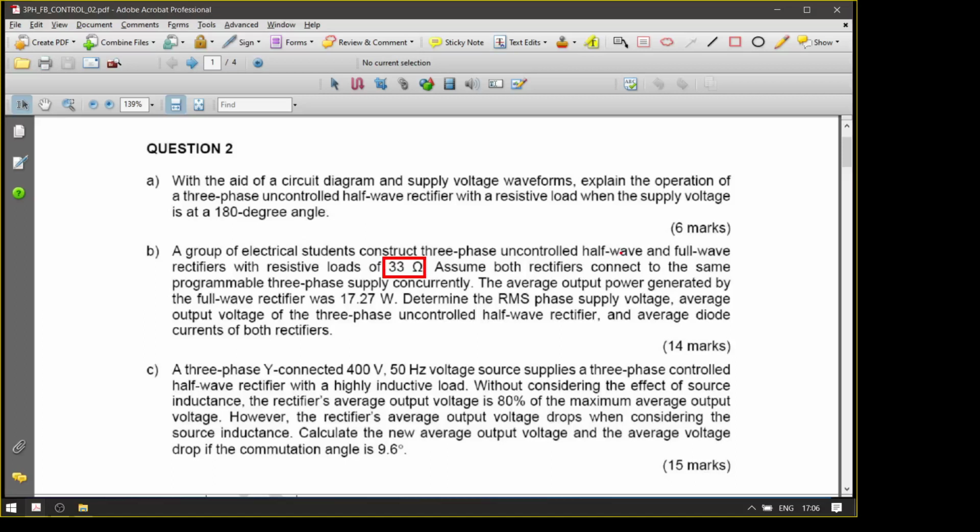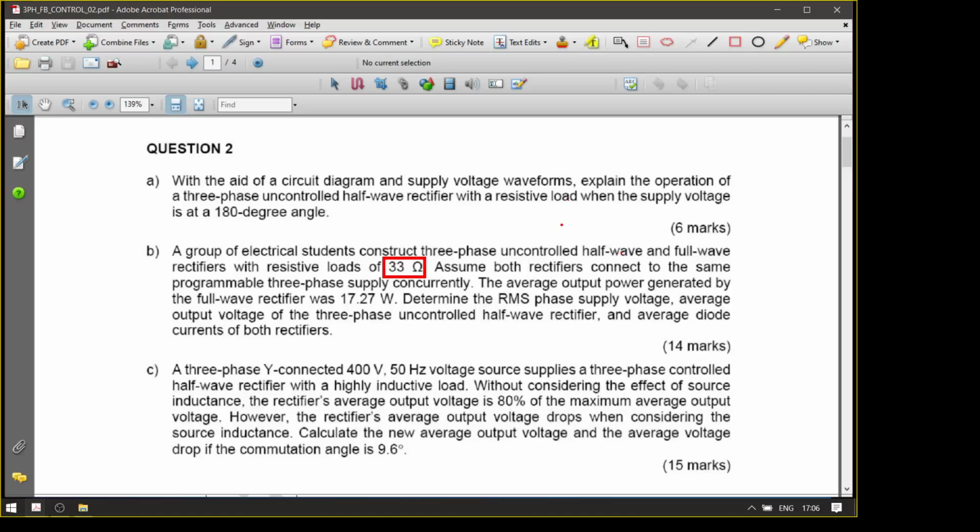Because you are given the power, you can use P equals V squared over R. So V squared equals P multiplied by R, and therefore V equals the square root of P multiplied by R. So you can obtain the output voltage, and then determine the RMS phase voltage supply, average output voltage, three-phase uncontrolled average voltage, and the average direct currents of both rectifiers.